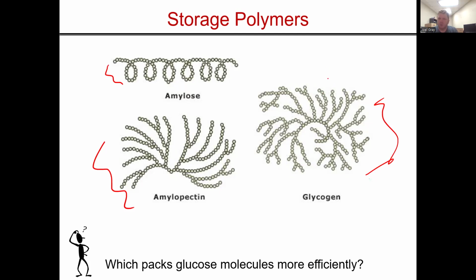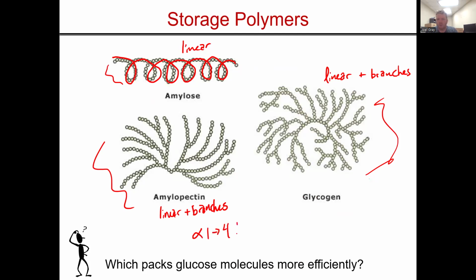Now, with glycogen, we have a linear chain plus branches. Amylose is kind of like a pigtail, where it just loops and loops. This is just linear, so there are no branches coming off of amylose. Amylopectin is linear plus branches. Now, the branches that both amylopectin and glycogen have are alpha 1,4 linkages.